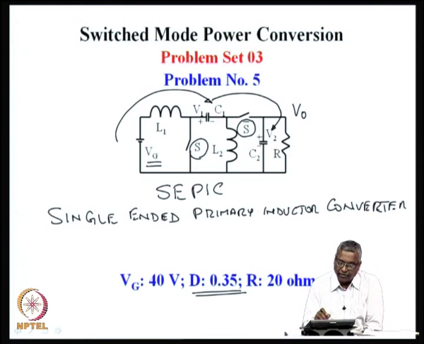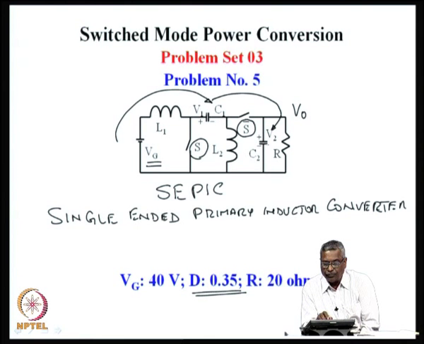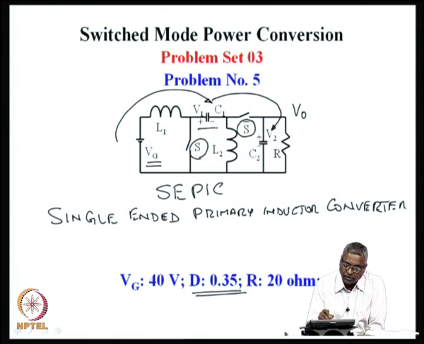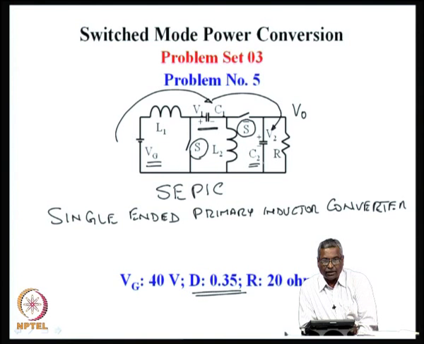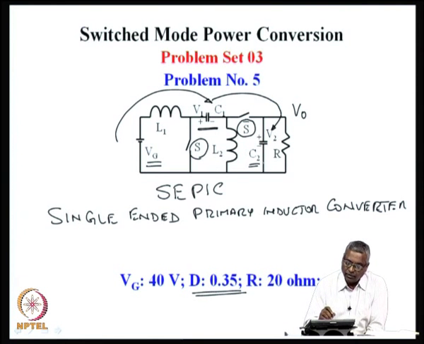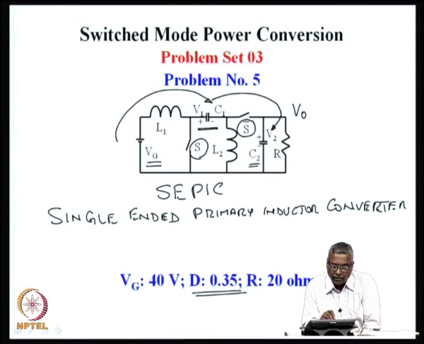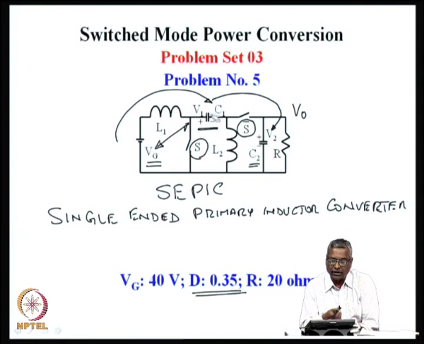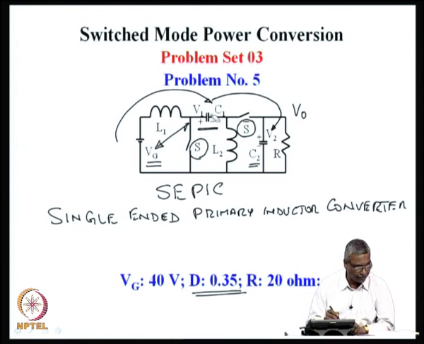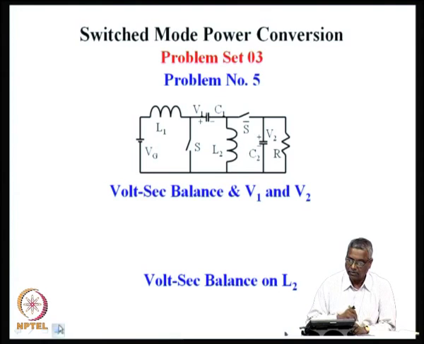For example, if we apply the volt second balance on L2, that will relate the V1 to V2. So, we can get a relationship between the voltage on capacitor C1 and voltage on capacitor C2 by applying the volt second balance on L2. Then if we apply the volt second balance in L1, we can find out the relationship between Vg and V1, how the source voltage is related to the capacitor voltage V1, capacitor 1. So, let us see if we can do this.